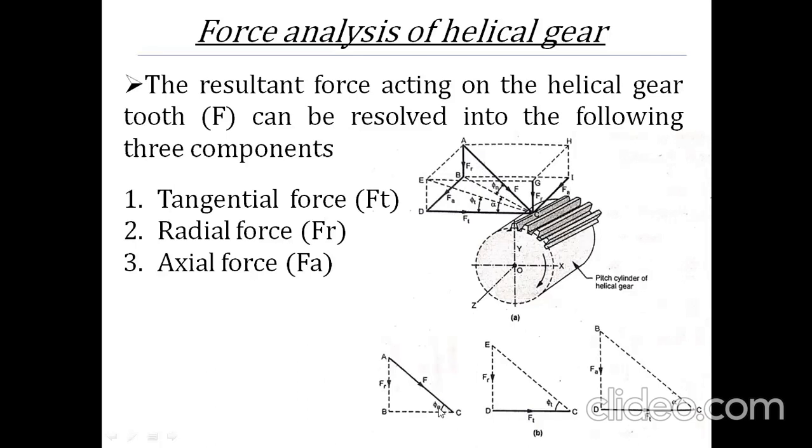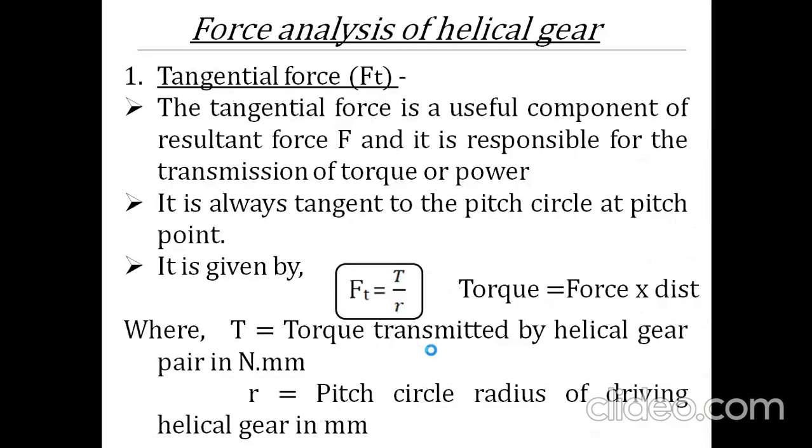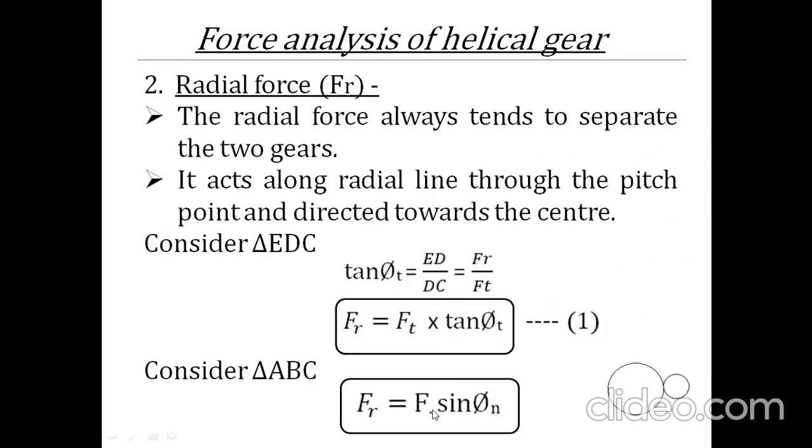So what will be the relation? Sin phi n is equal to FR divided by F, the hypotenuse. Opposite side divided by hypotenuse. So FR is equal to sin phi n into F. So from either this formula or this formula, you can find out the value of the radial force.